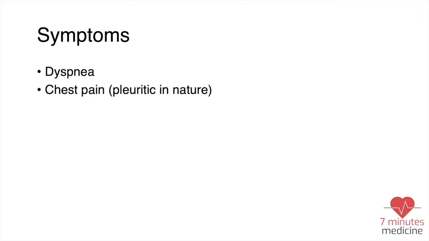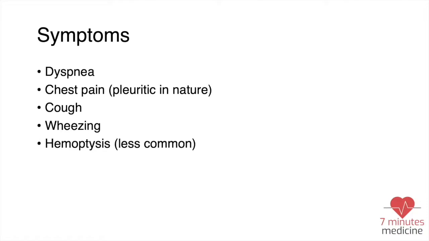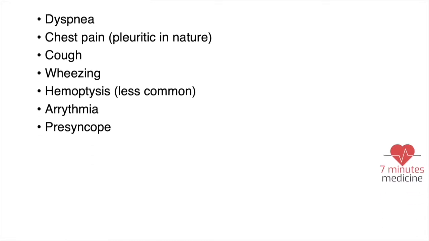So the patient may come with shortness of breath, chest pain, which is pleuritic in nature, cough, wheezing, hemoptysis, arrhythmia, and presyncope. And hemoptysis is not that frequent in PE. Dyspnea and shortness of breath and chest pain are more frequent. And if it's massive PE, then you may have presyncope.